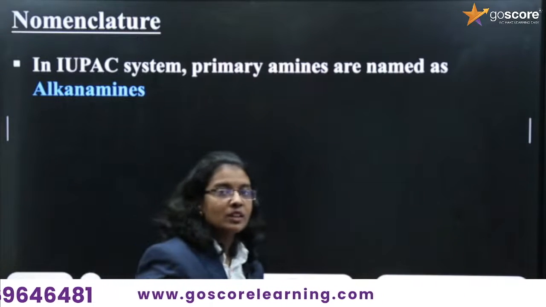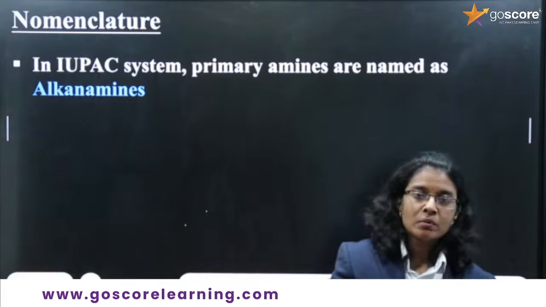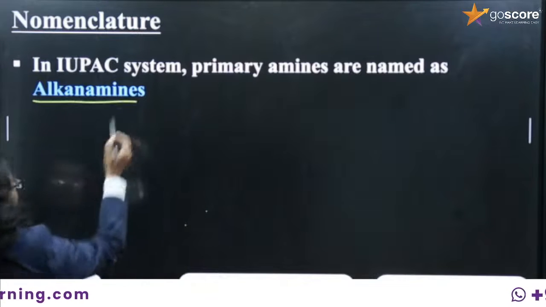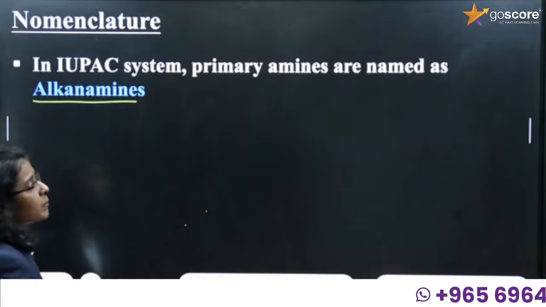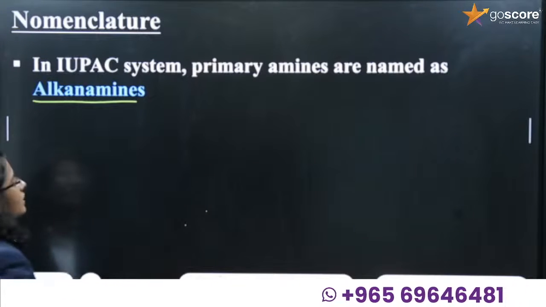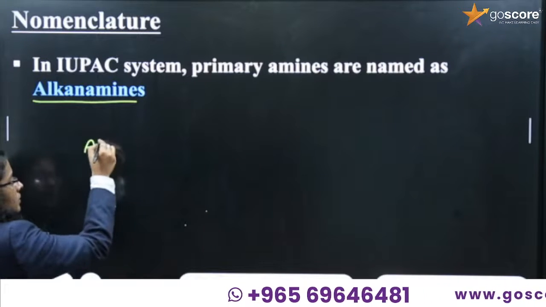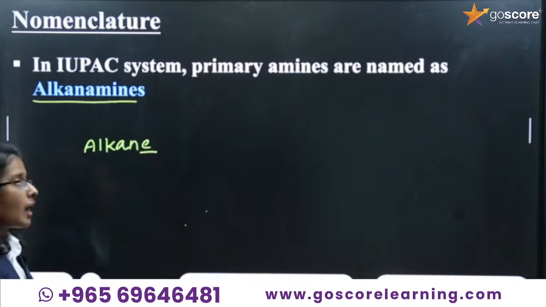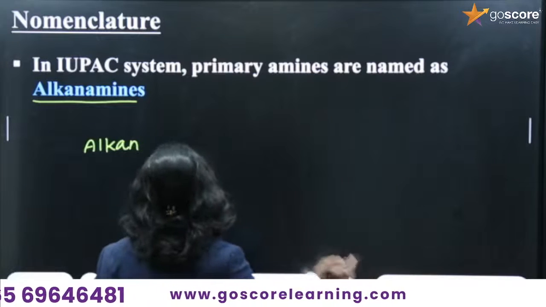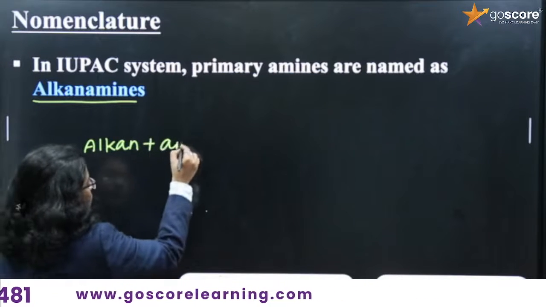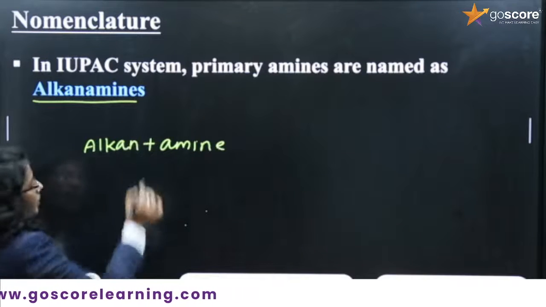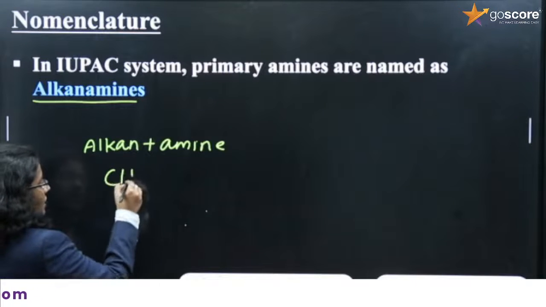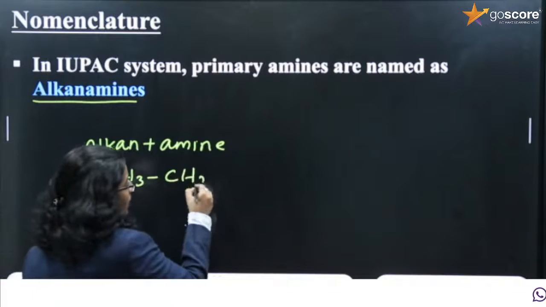In each case, the nomenclature is different. For a primary amine, the nomenclature will be alkanamine. If it is a primary amine, the nomenclature will be alkanamine. From the alkane, we remove the E and we add amine. So its name will be alkanamine. For example, consider CH3, CH2, NH2.